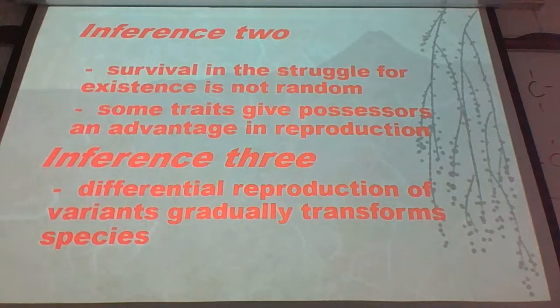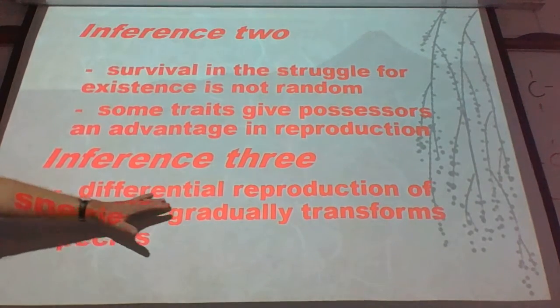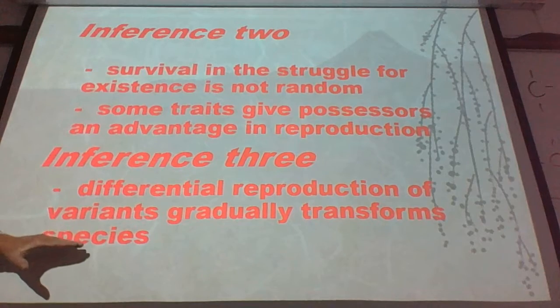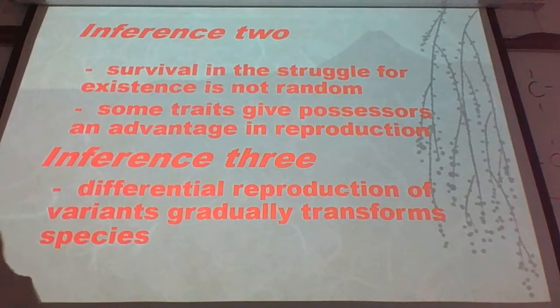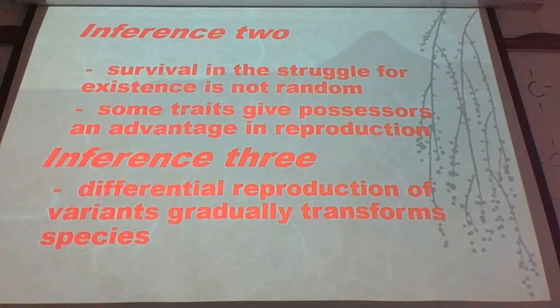So we left off with these inferences. So what we see here, okay, differential reproduction of variants gradually transform a species. What did that do to the elephants on an island? How is this transformation taking place to these elephants? Why are they getting smaller? Yeah, because if they can't climb, they're not going to get to their food source. That's right.